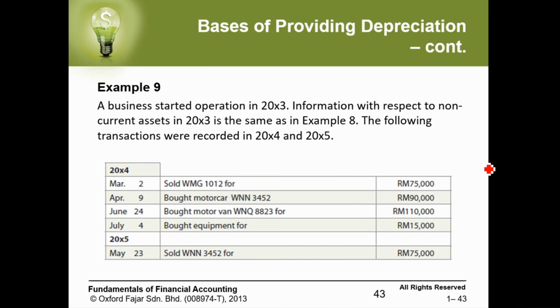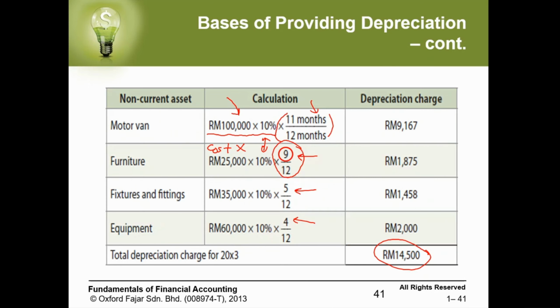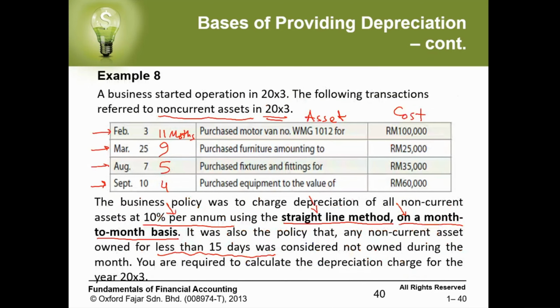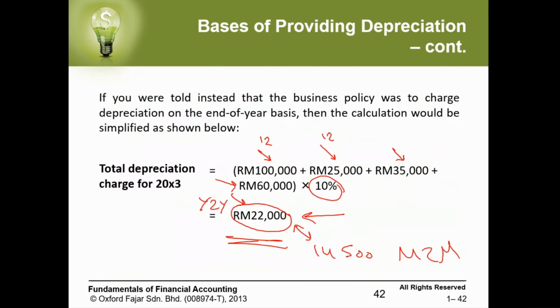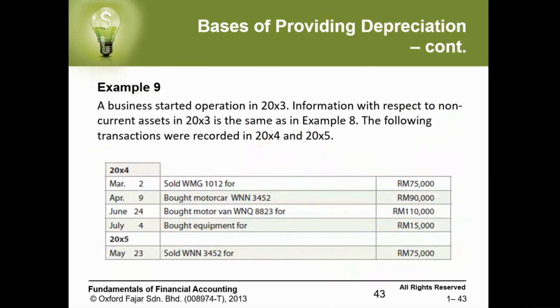A business started operating in 2013. Information with respect to non-current assets in 2013 is the same as example 8. The following transactions were recorded in 2014 and 2015. So here what we are saying, we have in 2013 a similar number of similar assets, and we get other assets in the year 2014 and year 2015. So these are the assets which we have.